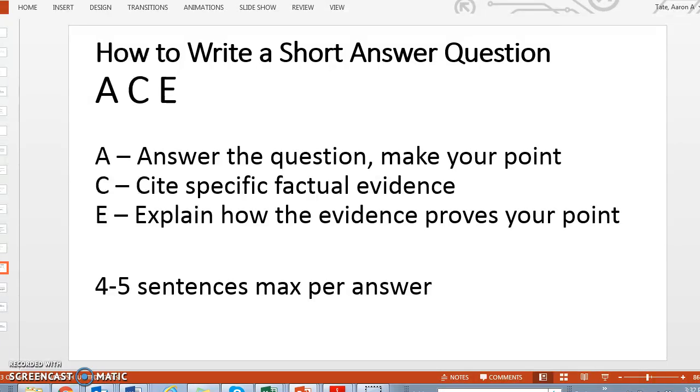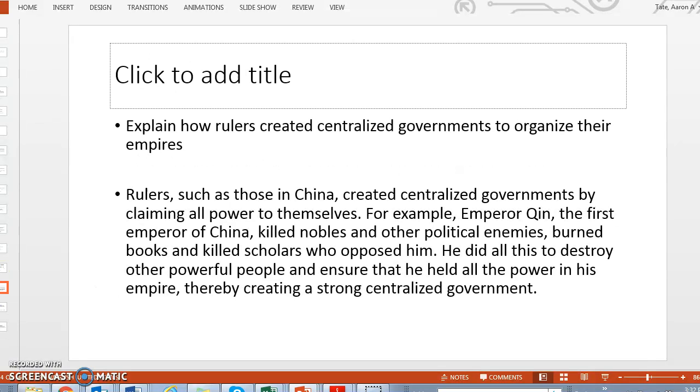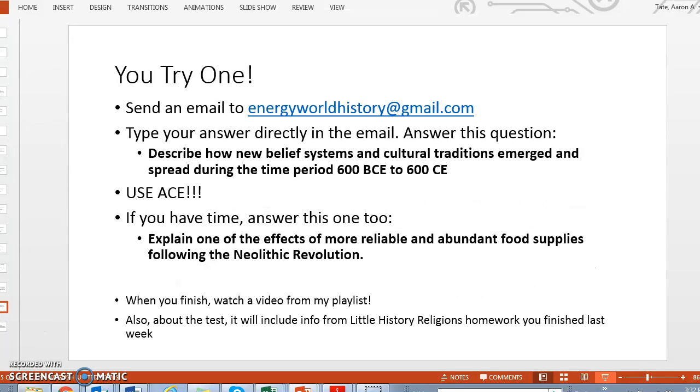But explain, how does this evidence connect back and prove your point? How does this make your answer stronger? That's sentence number 3. He did all this to destroy other powerful people and ensure that he held all the power in his empire, thereby creating a strong centralized government. So there you go. I've answered the question, explain how rulers created centralized governments to organize their empires. Such a nice, simple method that I want you to use.